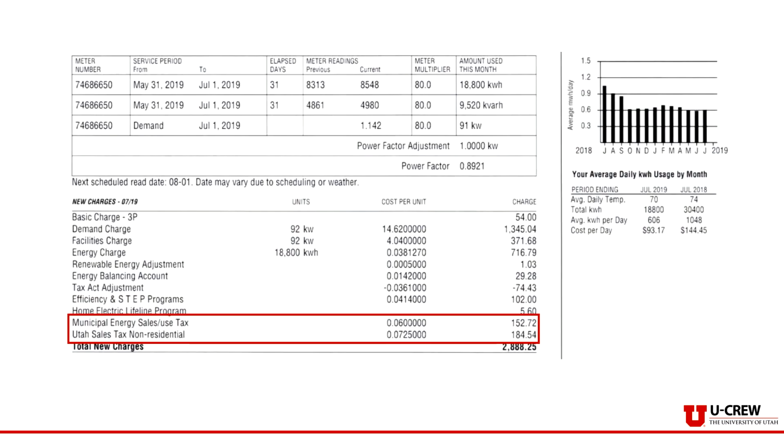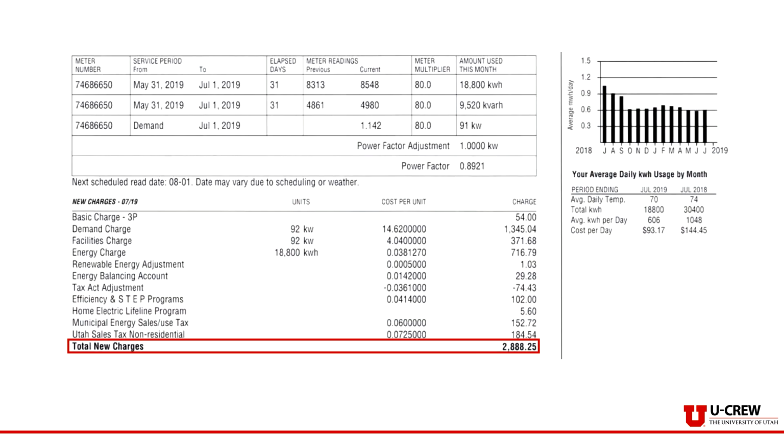So it'd be worth mentioning to your team lead that this facility is paying those state taxes and see if there's a recommendation to make there. Then lastly, at the bottom is the total new charges, which is the sum of everything on the bill.